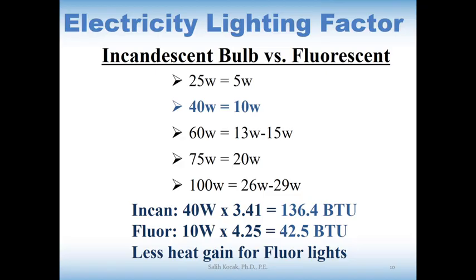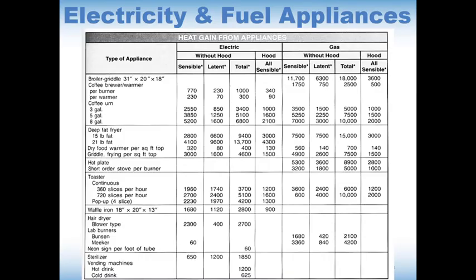So even though per watt the fluorescent light has more BTUs, when it comes to the brightness, when it comes to the lumens, fluorescent lights are causing less heat gain. This is another important thing that you guys really need to do, and we are going to integrate this into our calculations.